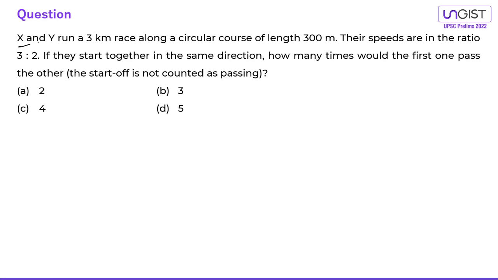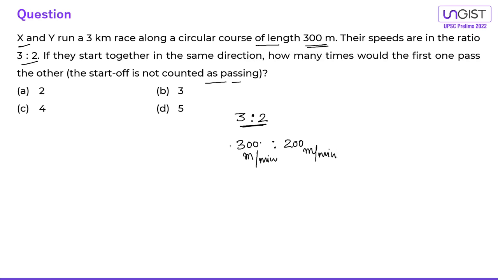Next question is saying X and Y run a 3 kilometer race along a circular course of length 300 meters. Their speeds are in the ratio of 3:2. If they start together in the same direction, how many times would the first one pass the other? The start off is not counted as passing. So here the question is saying their speeds are in the ratio 3:2. So just assume that their speeds are 300 meters per minute and 200 meters per minute.